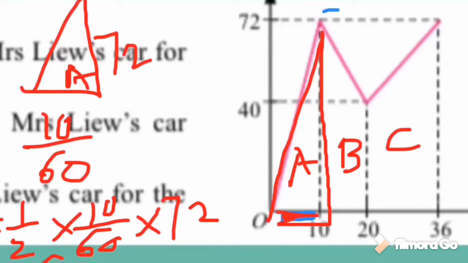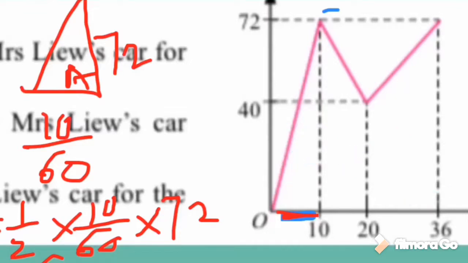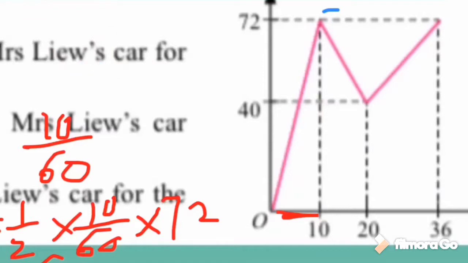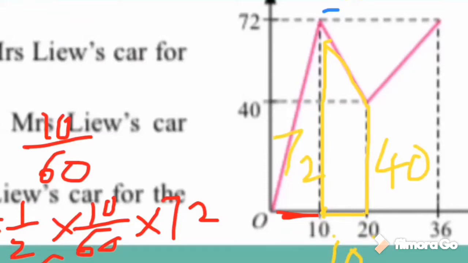Okay, settle. For B, your shape is trapezium. So I just draw for you. The shape is like this. Okay, for B, we will see the shape like this. So this is 20 minus 10, 10. This one is 40, right? This one is 72. So our formula for trapezium is A.